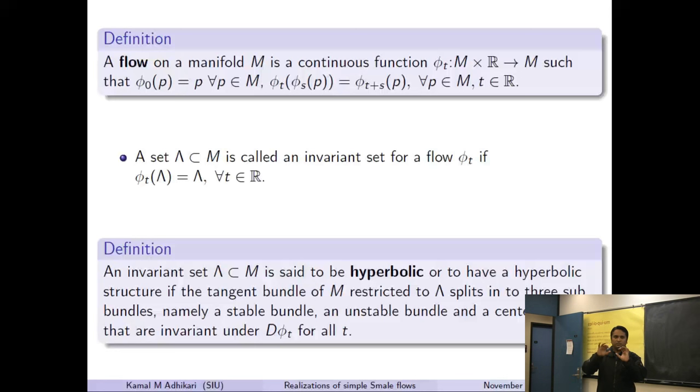Stable means the set of all points which go towards the center. Unstable means the set of all those points which go away from the center. And the center bundle, the center of the flow, is the original orbit of the flow in which the points move.